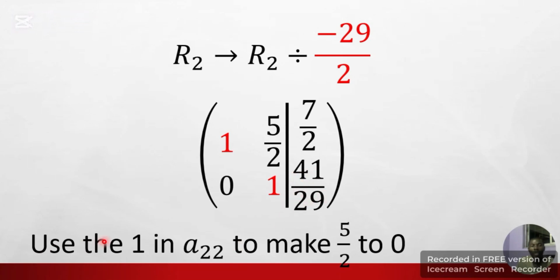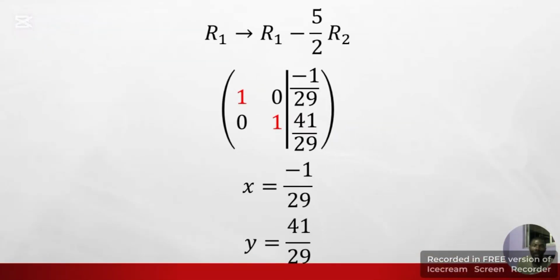Now we will use this particular one in a22, meaning the element in the second row and the second column, to make 5 over 2, which is this, equal to 0. So we have to multiply the whole of R2 by 5 over 2, and then use that to subtract this other one. So let's see the operation. On the operation, we have my new R1 implies the old R1 minus 5 over 2 R2.